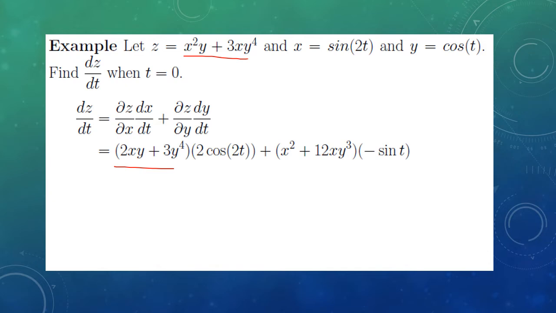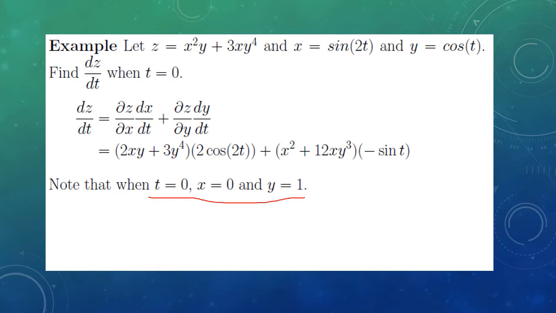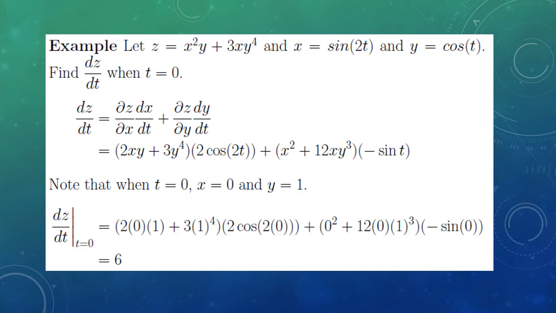Now, if we wanted to write everything in t, we could at this point by plugging in all the x and y's for t. But all we want to do is find this value when t is equal to 0, so we can avoid that step. Instead, when t is equal to 0, we actually know what x and y are equal to. If t is 0, then the sine of 0 is also 0, and the cosine of 0 is 1. We can now plug in t equals 0, x equals 0, and y equals 1 into this equation to get the value of dz dt when t is equal to 0. And this is what we get. You plug everything in, and you simplify, and you get 6.